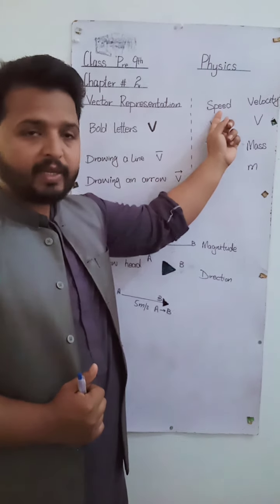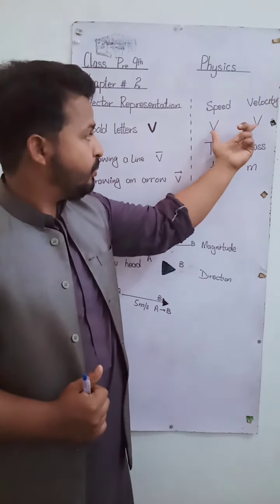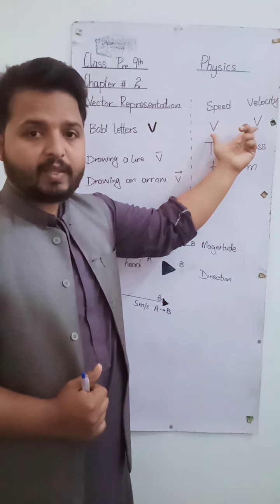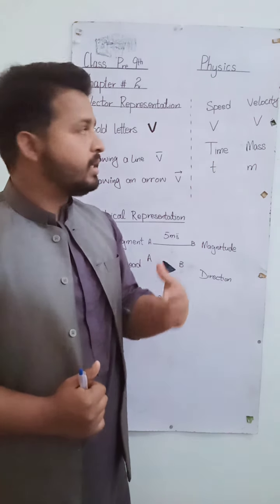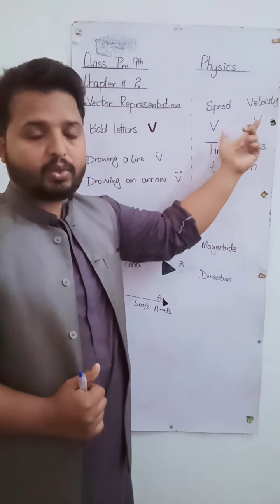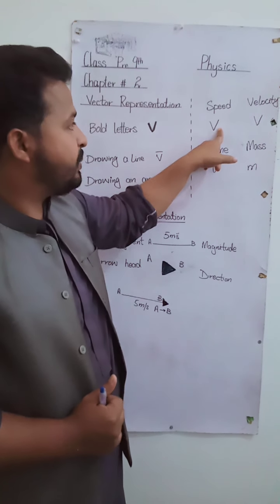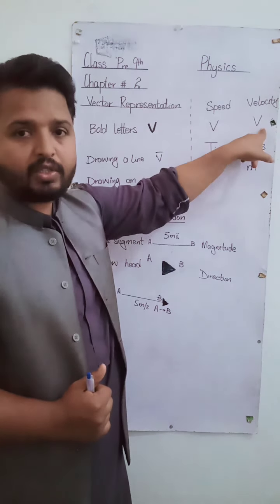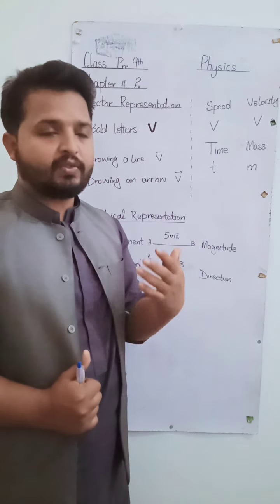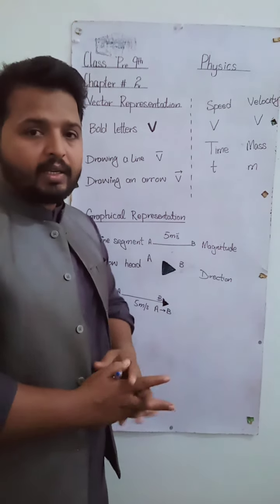For example, speed is a scalar quantity and velocity is a vector quantity, but both quantities have the same symbol. So now this is our objective: to differentiate between scalar and vector through their symbols. For example, this V shows speed and this V also shows velocity. Now we don't know which V shows speed and which V shows velocity. So for that, our topic is vector representation.